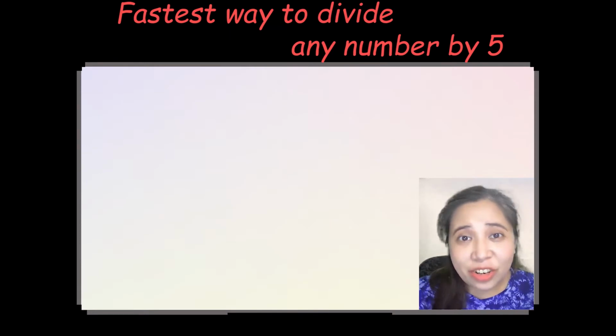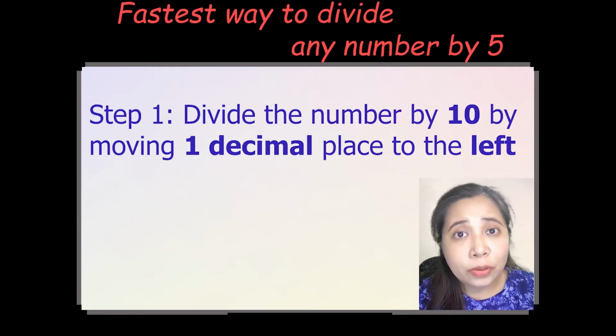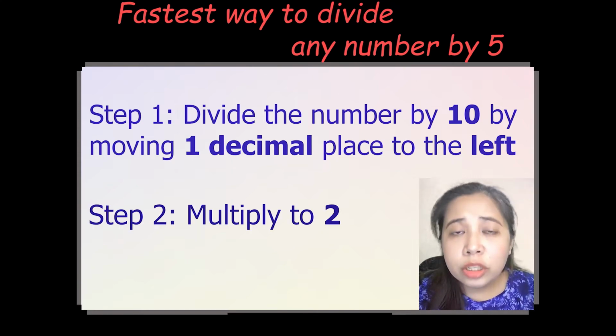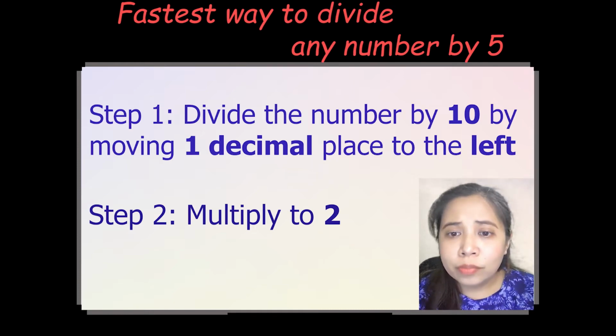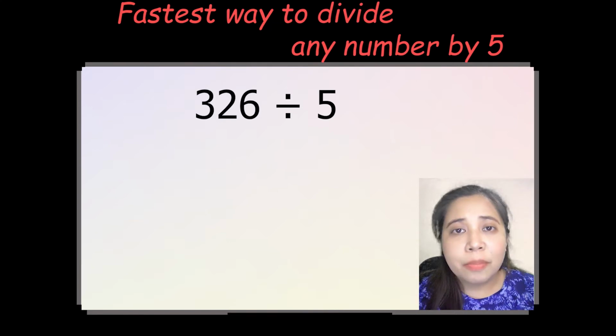So wala nang paligoy-ligoy pa, pag-aaralan natin today ang fastest way to divide any number by 5. So first step is to divide the number sa 10 by moving the decimal by 1 place to the left. Then, multiply the answer to 2. For example, 326 divided by 5.